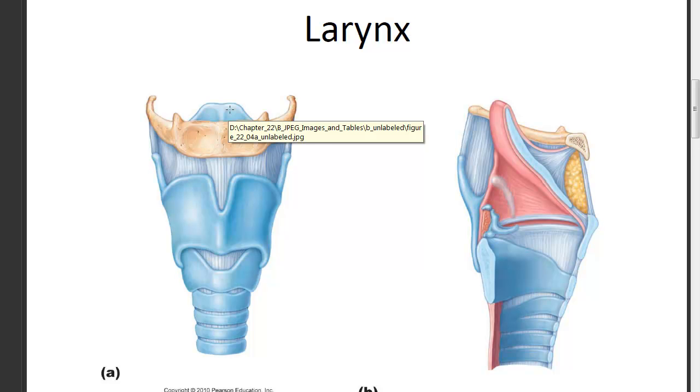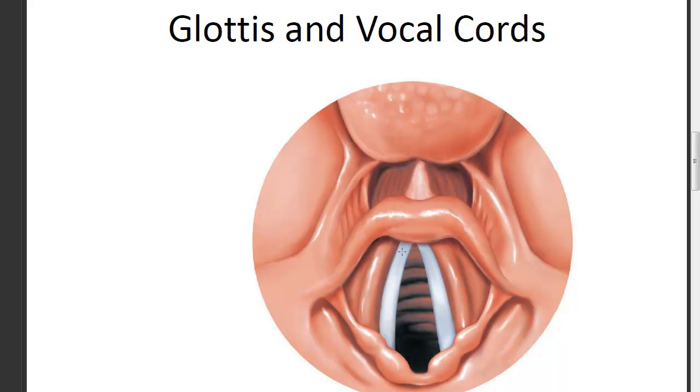The next slide shows a view looking down into the airways. So this is the larynx here. It kind of looks like a mouth, but this is the larynx, and the white structures are the vocal cords or the vocal folds, and the glottis is the space between the vocal cords. So this space between the vocal cords is the glottis.